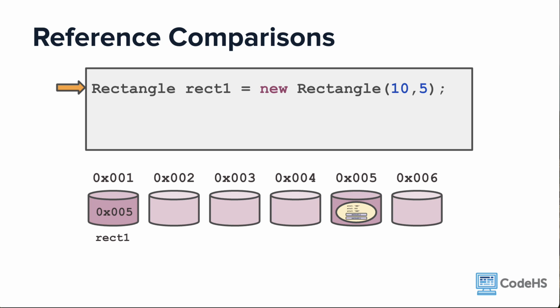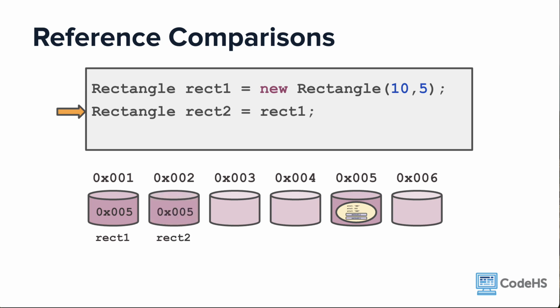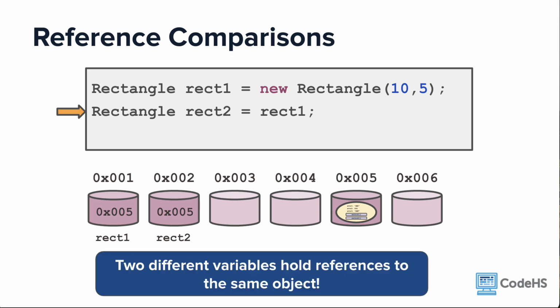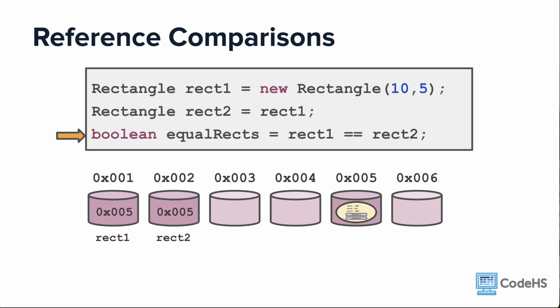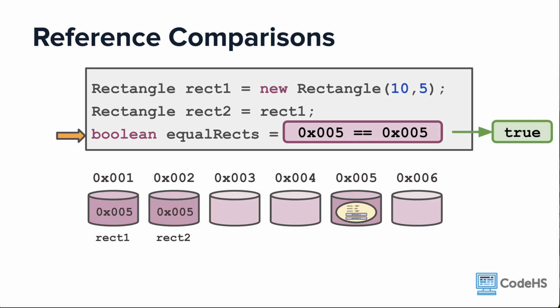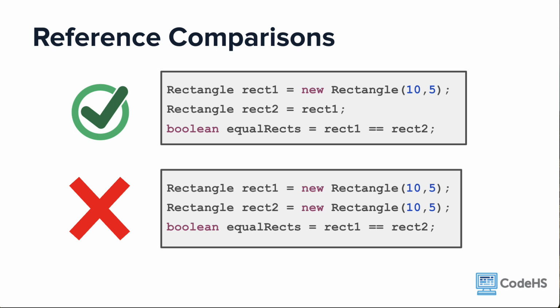Let's look at a slightly different example. This line of code creates a rectangle object and assigns its memory location to the variable rect1. Now, instead of creating a new rectangle on line 2, you assign rect1 to rect2. This assigns rect1's value, the memory address 0x005, to rect2. In this scenario, two different variables hold the same reference to the same object. Now when you compare the values of rect1 and rect2 using double equals, because they both contain the same reference pointing to the same object, this evaluates to true. So you can see that the equals operator works as expected in one scenario, but not the other.